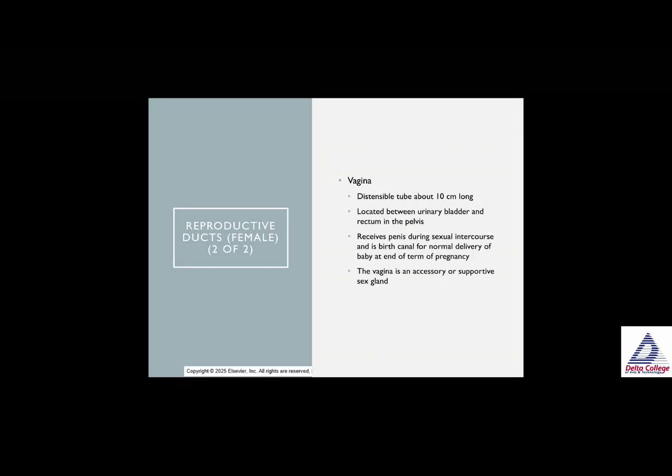Now, the vagina, this is a distensible tube. It can distend. It's about 10 centimeters long. It is located between the urinary bladder and the rectum in the pelvis. This receives the penis during sexual intercourse and is the birth canal for the normal delivery of a baby at the end of a term pregnancy. The vagina is an accessory or supportive sex gland.